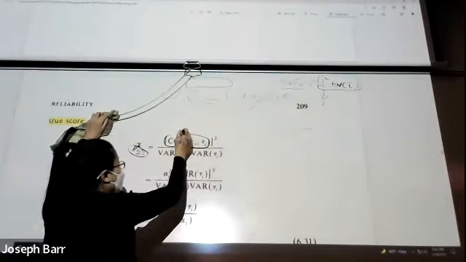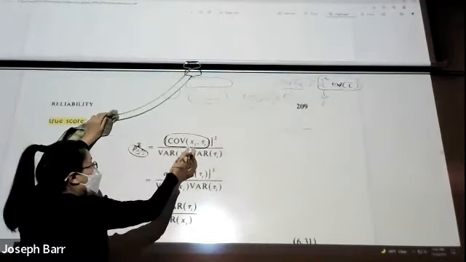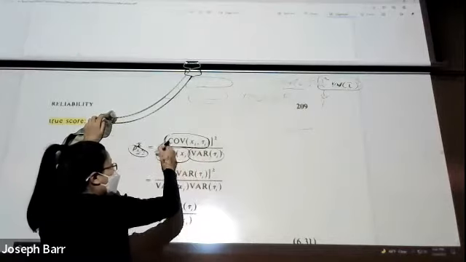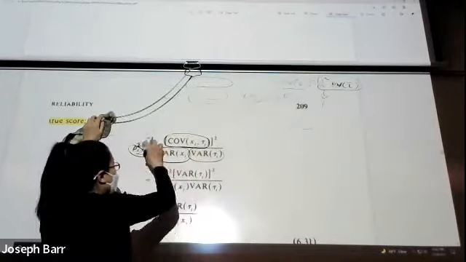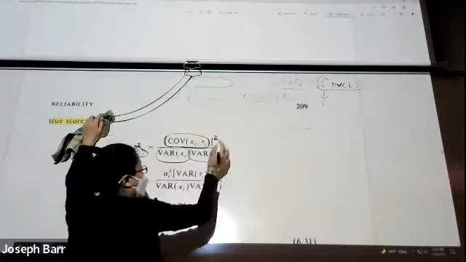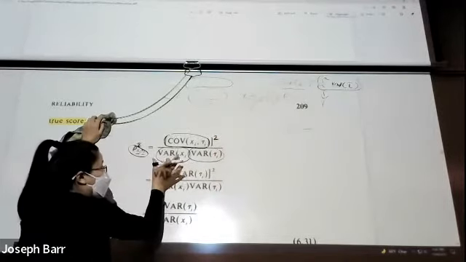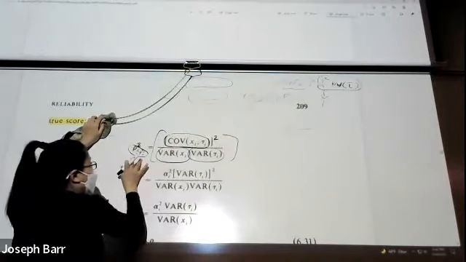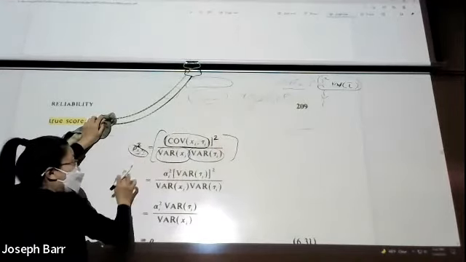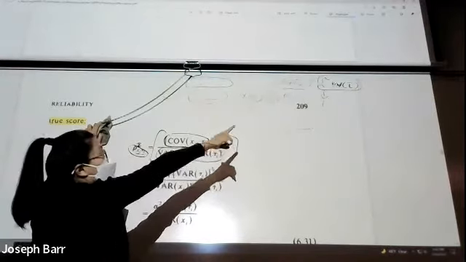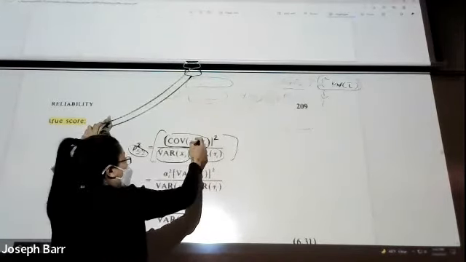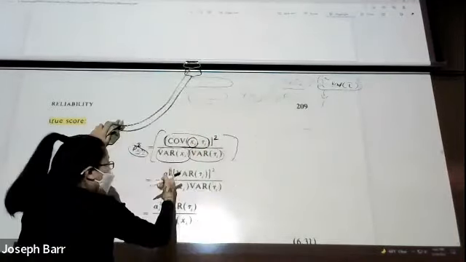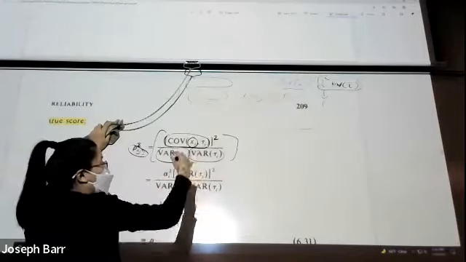The covariance between x and tau, the observed score and the true score, over the variance of x and the variance of tau. Actually, we should take the square root. After you square it, the top part is also squared, and the bottom part becomes variance. So this is the expression for the squared correlation between x and tau. Then just by using the formula of the observed x, we have alpha tau plus e.